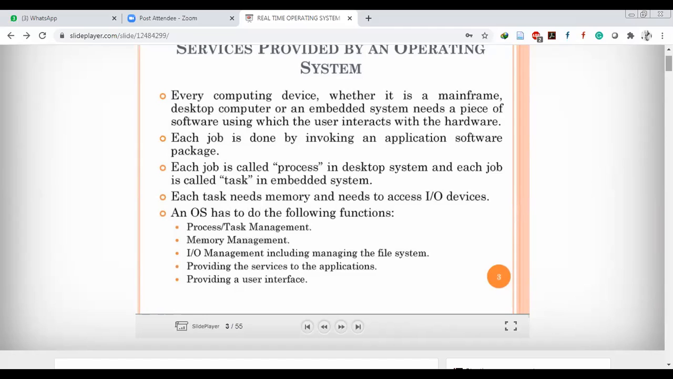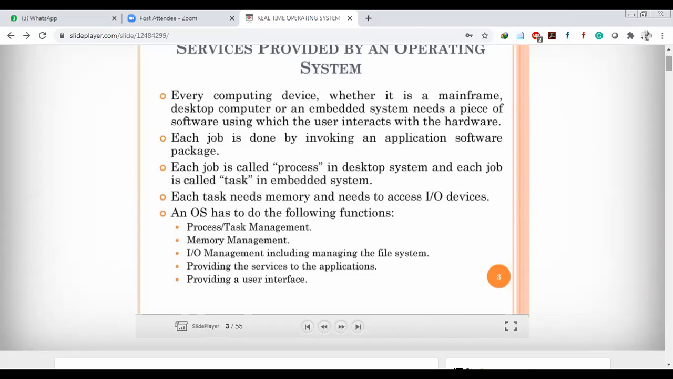Each job is done by invoking the application software package. Without application software, is it possible? No. That is the point here. Each job is called a process, as you already know. The process is called a thread, and multiple processors are treated as threads. Each job is called a process in a desktop system, and each job is called a task in an embedded system.